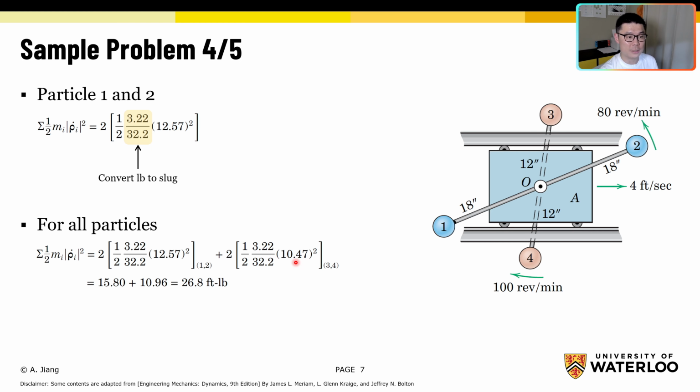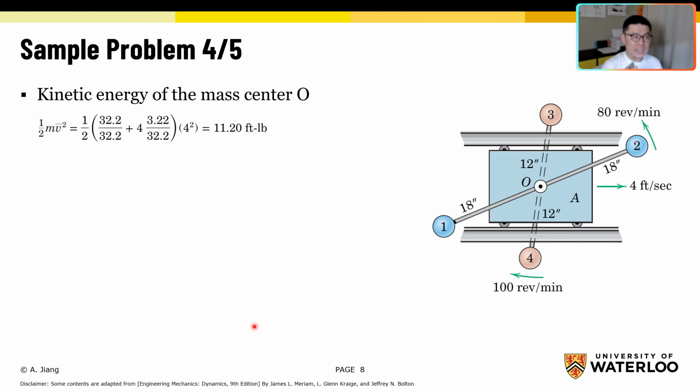Pay special attention to the energy unit under the imperial system, which is foot-pound, the standard unit for energy in imperial units. We have taken care of the individual particles. Then we'll look at the mass center. It is also moving, right? This O is also moving at 4 feet per second, given by the question. So we will calculate the kinetic energy created by this moving mass center, or we can just think of it as another moving particle, the O.